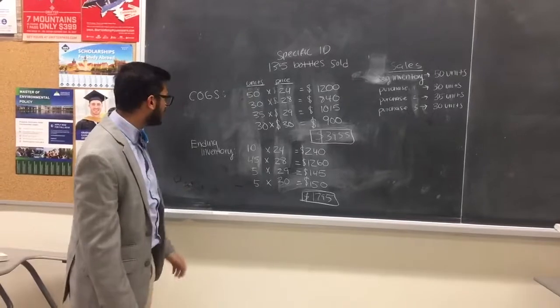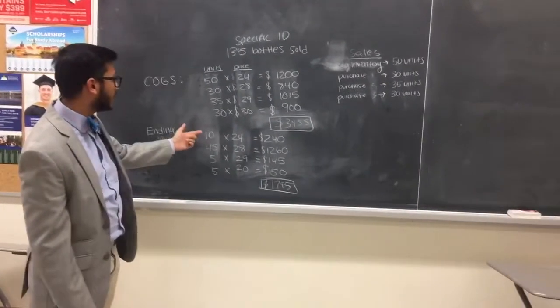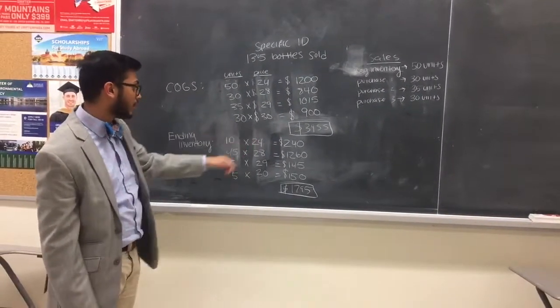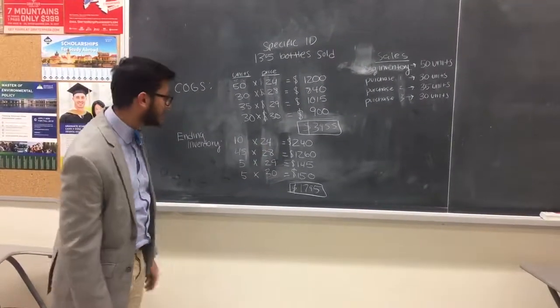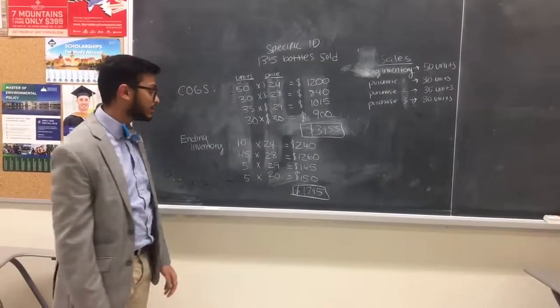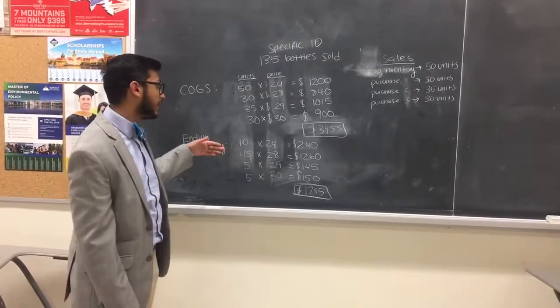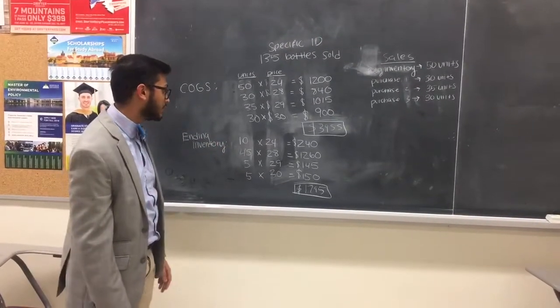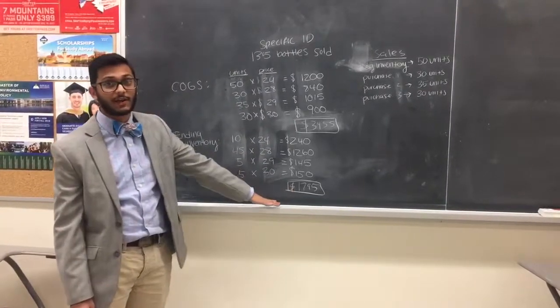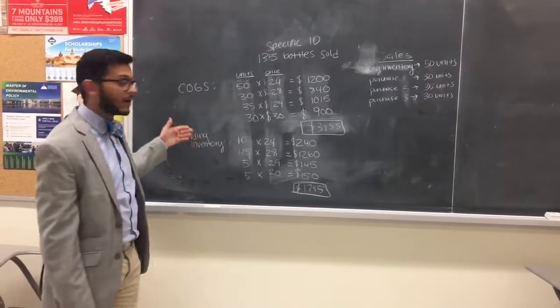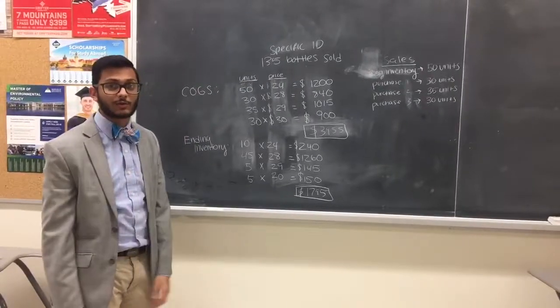And for ending inventory, you have 10 left from the beginning inventory, so that's 240. You have 45 from the first purchase, that's 1,260. 5 units from the second purchase and 5 units from the third purchase. So when you total all of that together, you get 1,795, and that is how much ending inventory Fermento has.